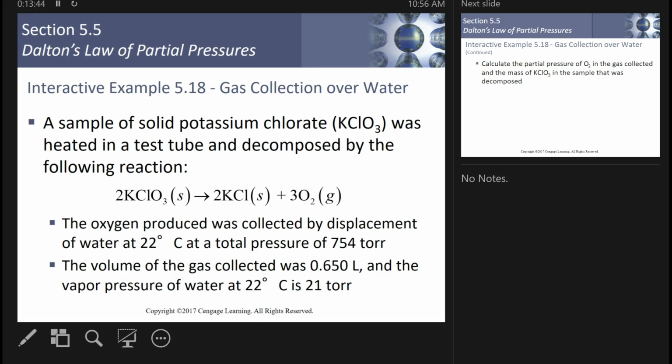So you do 733 divided by 760. Is that right? How many sig figs do you have? 3. Well, 22 degrees Celsius? If you're going to use it in Kelvin, I guess 3.